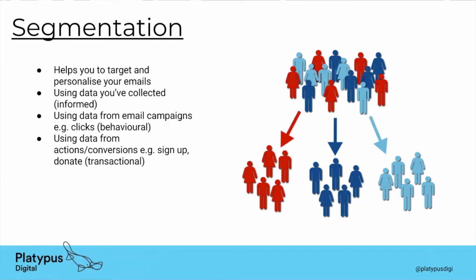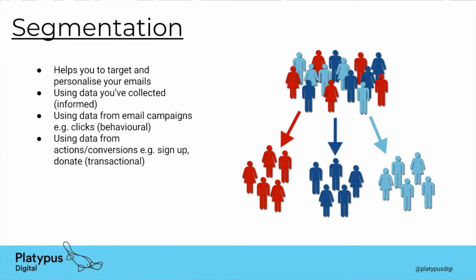So if you get an email that's targeted to the type of involvement you have with the charity, you're much more likely to act on it. And it avoids the spray and pray risk that we talked about earlier on of just sending the same message to absolutely everybody. You can use data that you've already collected, so you know that it's informed data, so the fundraisers example or the campaigners example.